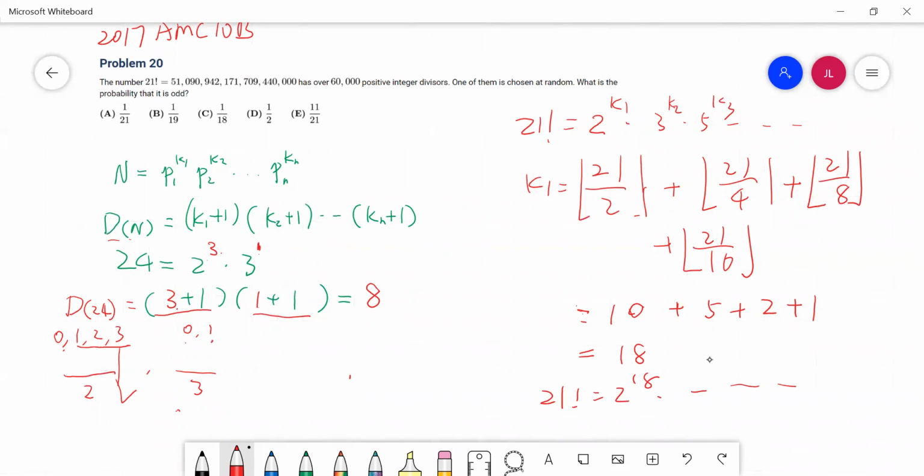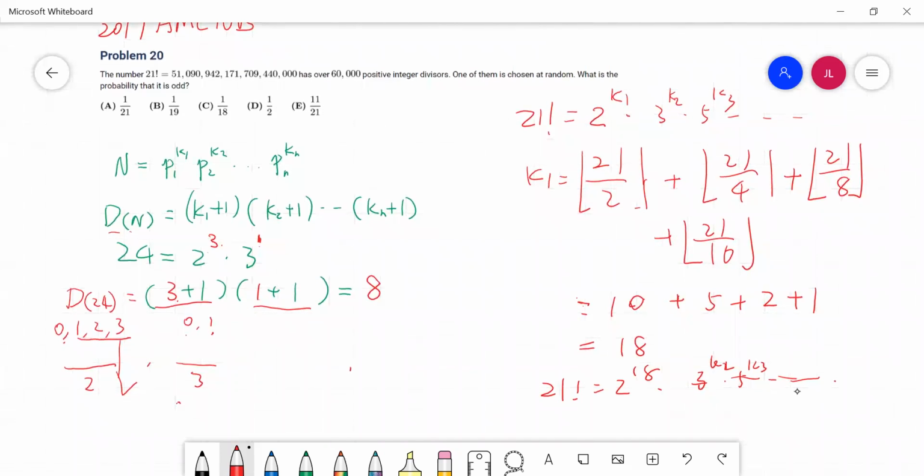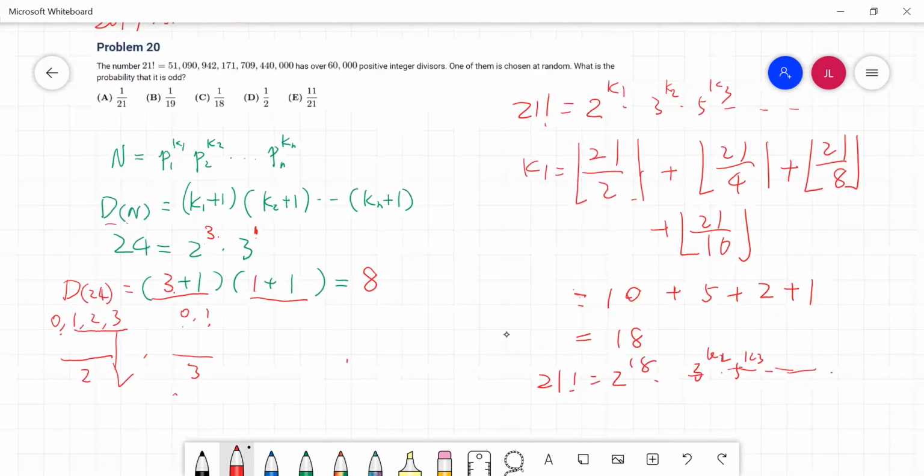So those are all the factors. We can see there are going to be 3 to the power k2, 5 to the power k3, etc. Then how many factors are there? If we want to find exactly how many factors, we'd need to find the number of factors of 5, the number of factors of 3, etc. Right? But actually we just need to find the probability of the factor being odd.